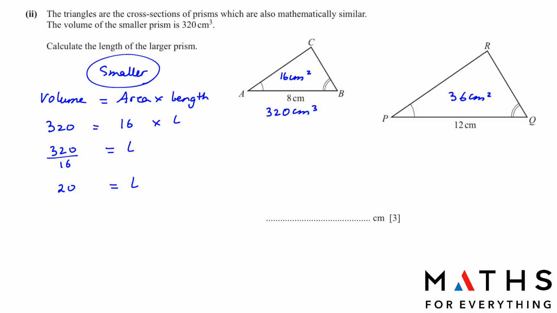To find the length of the larger prism, we will first find the scale factor. So, by using the sides, 8 times the scale factor, you can write in place of scale factor k or whatever you are used to. K is equal to 12 divided by 8, which is 3 over 2.